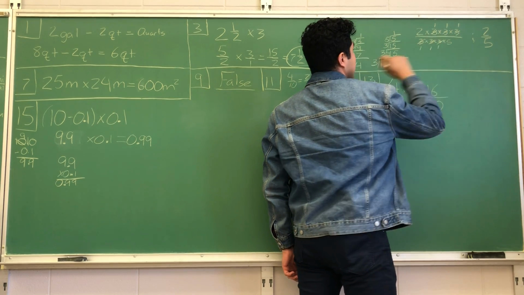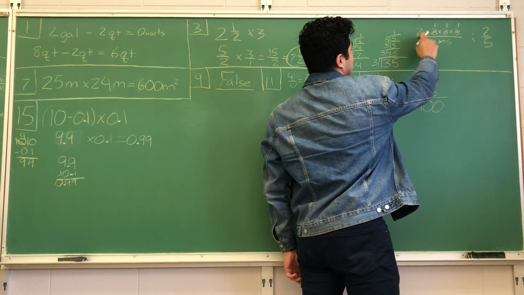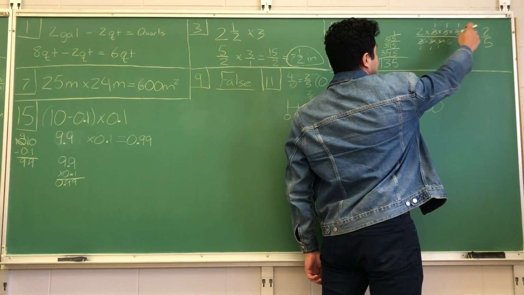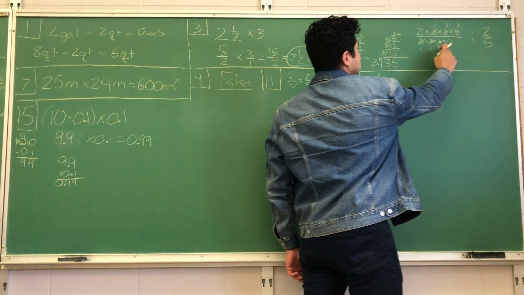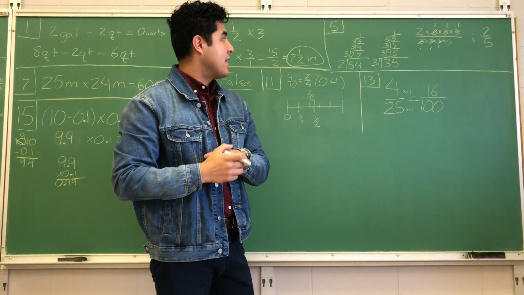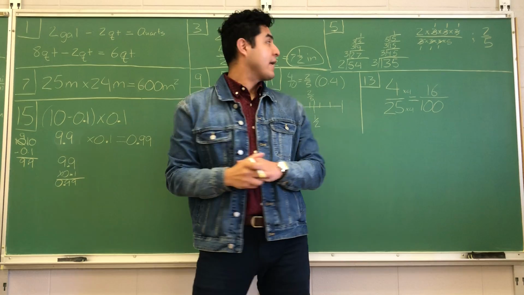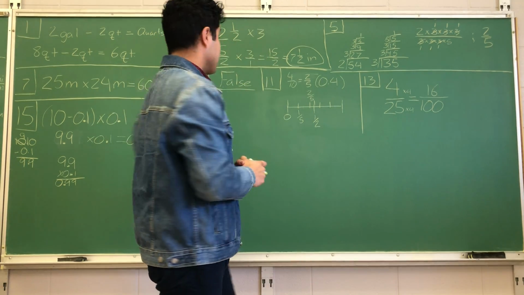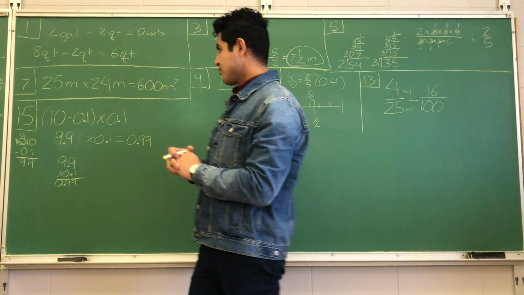Okay? So all the 3's get canceled out. So now for my numerator, I have 2 times 1 times 1 times 1, which equals 2, and 1 times 1 times 1, which equals 5, and that's the next part of the answer. 2 and 1/5.